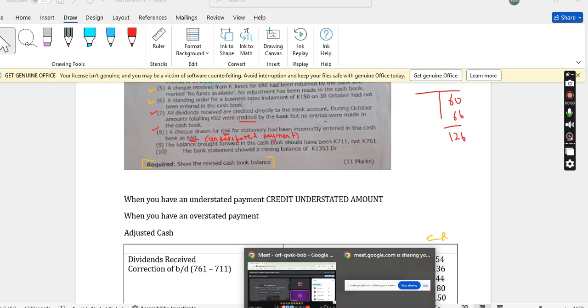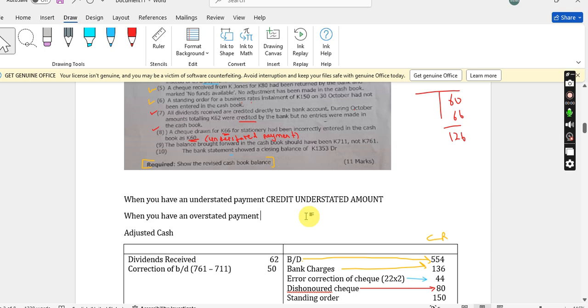Yes, colleagues? What do you think we need to do? If a payment is understated, we credit the understated amount. So what about if it's overstated? What do you think we need to do? Do we still credit the understated amount? You debit it. Yes, you debit the overstated amount.